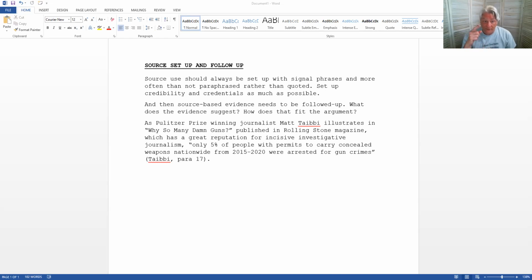The follow-up of this may include explaining. So what do I do with the follow-up? I may explain the number of concealed weapon permits nationwide and what 5% of that number would be, because it's not 5% of the nation. It's 5% of the people that have permits to carry concealed weapons nationwide. It may include explaining what a gun crime is, which may be more involved than just examples where somebody shot somebody.